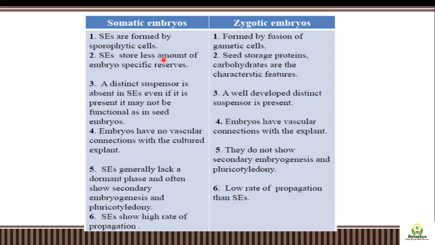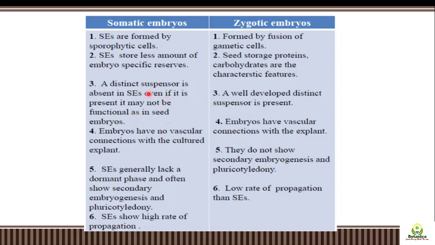But in the somatic embryos, they are given every type of material, every type of nutrient, growth regulators and everything which is required. So it is given in vitro, so that's why they are not storing those compounds. So that's why this is the second difference. Distinctive suspensor is absent in somatic embryos. Even if it is present, it may not be functional as in seed embryos.